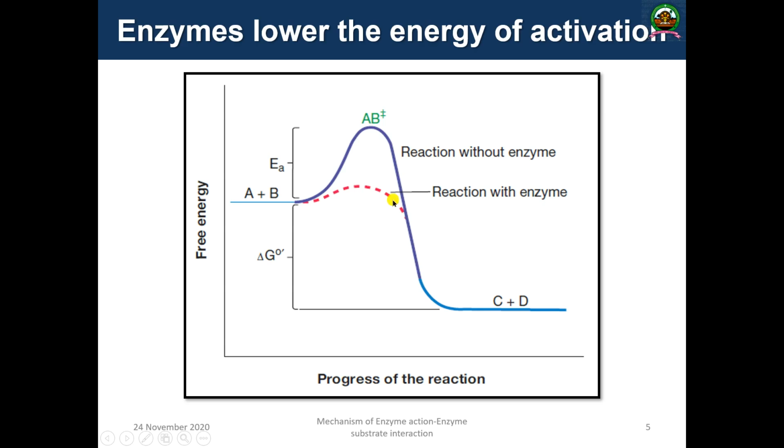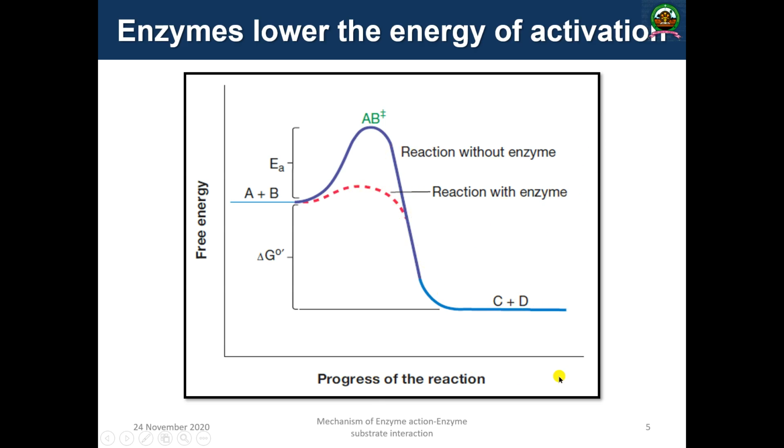Then what will happen in the presence of an enzyme? If you add A to B in the presence of an enzyme, it will not allow the molecules to reach this high point. The free energy will not go like this. The enzyme allows the molecules to interact very quickly without crossing this particular step. That means it reduces the activation energy. Here the peak comes like this, only much lower. Immediately the enzyme and substrate can combine and complete the product, C and D. That is a reaction with the enzyme.